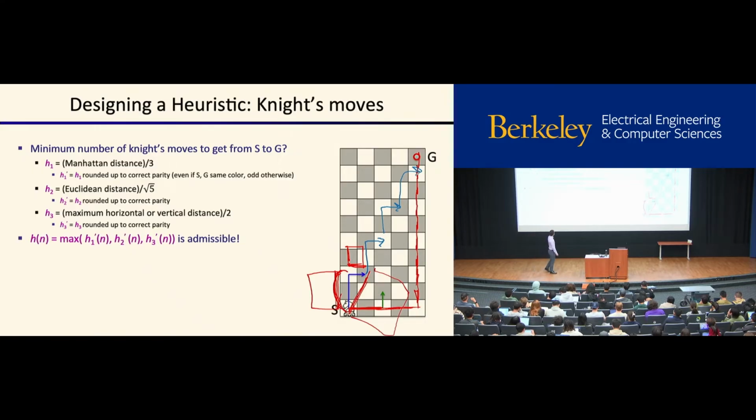So this is a kind of a complicated heuristic. First, we look at the Manhattan distance. We round that up to parity. Then we look at the Euclidean distance, round that up to parity. Then we look at the maximum horizontal, the maximum vertical, divide those by 2, and then round those up to correct parity, and then take the max, right? So this is a little bit more involved to calculate, but it's totally a valid heuristic, it's admissible, and it will solve this problem a lot quicker than if we had just used one of these heuristics. Okay? Does that make sense? Any questions about this?